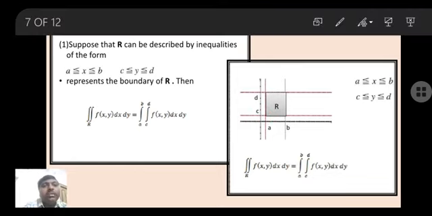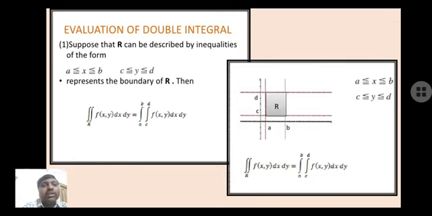So that's why I write the double integration over the region R of f(x,y) dx dy as the double integration from a to b, where a to b are the limits of x. For a fixed x, y moves from c to d, and the integrand is f(x,y) dx dy. So this is the first type, which is also an example of constant limits.